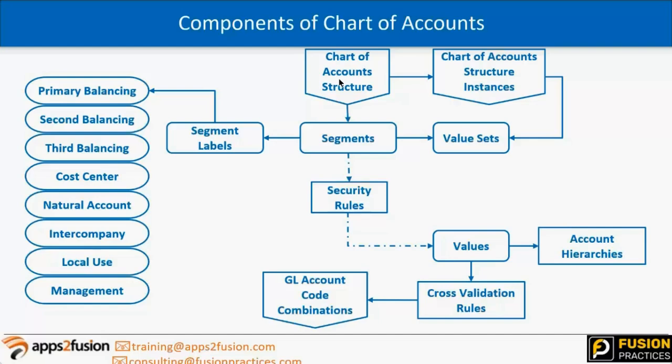Now don't take me wrong here. If you create a structure instance and you attach the US structure instance to your US ledger and the UK structure instance to the UK ledger, this will be considered as two different chart of accounts. It will not be considered as one chart of account. Though the segment structure is the same, the instances are different, so if you create a different instance for the same structure, it will be treated as a different chart of account.